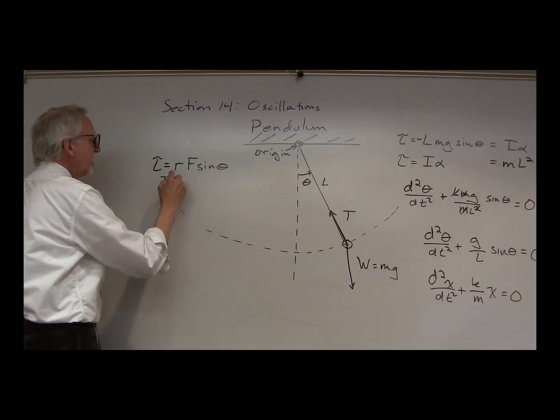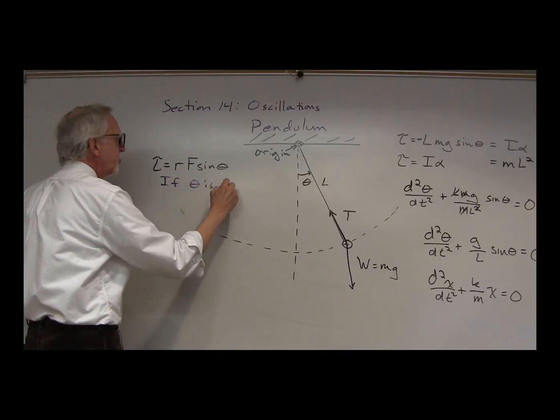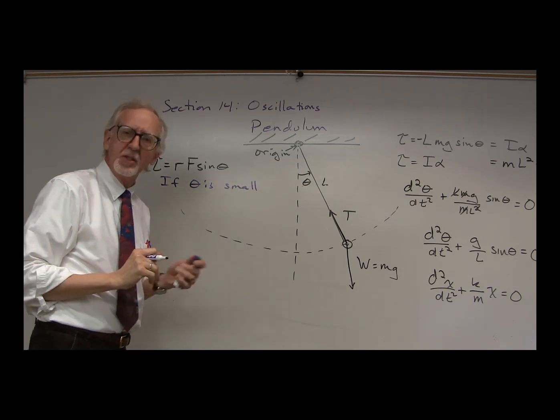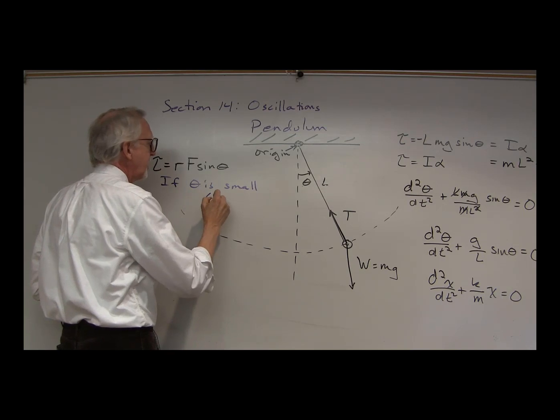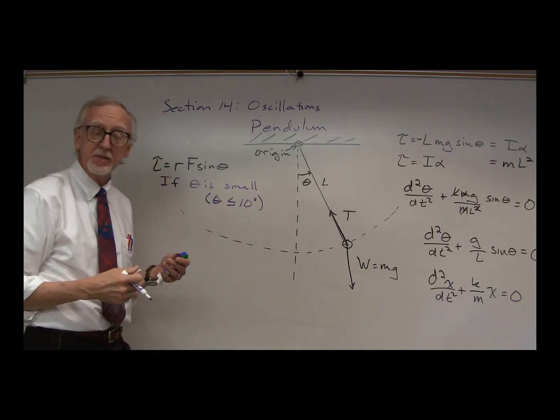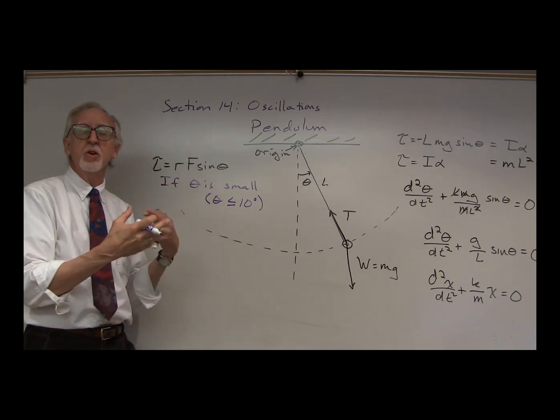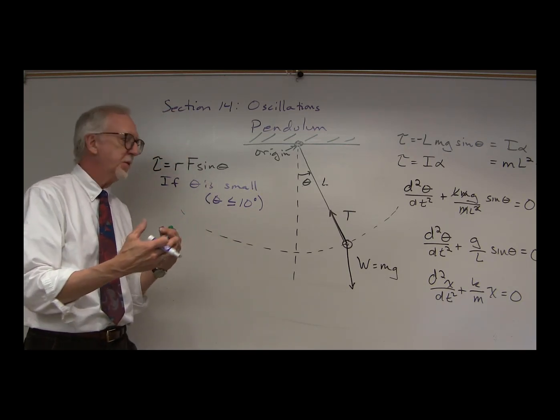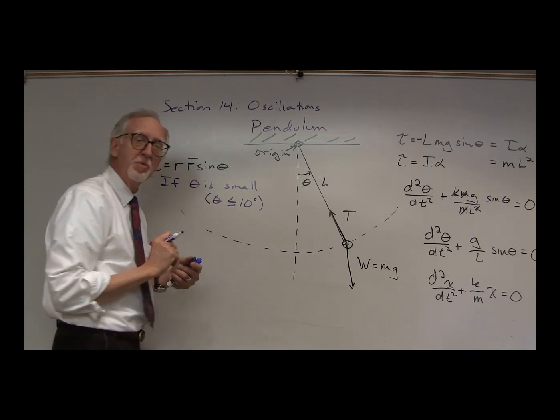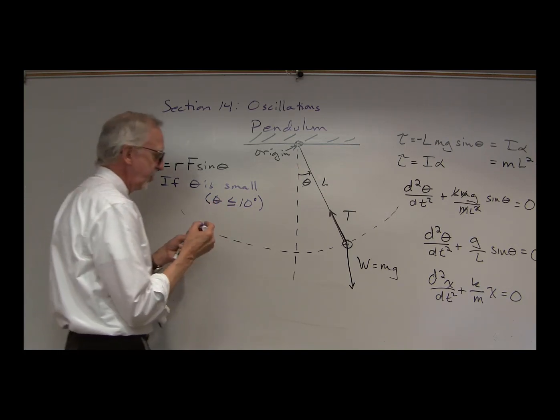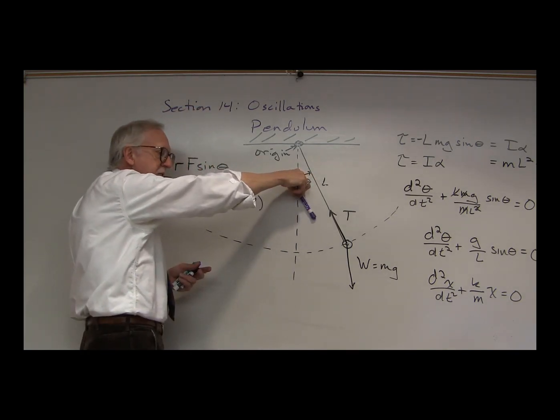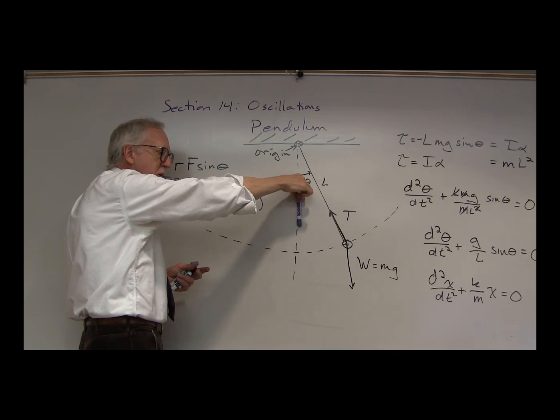So if theta is small, what do we mean? How small does theta have to be? Well, it turns out that it's about less than or equal to 10 degrees. If you're less than 10 degrees, you're about 1% different between theta and sine of theta. So we'll say let's keep theta to less than a 10-degree angle. In other words, we limit the motion of our pendulum to 10 degrees back and forth, 10 degrees or less.